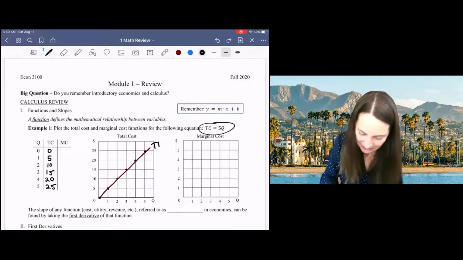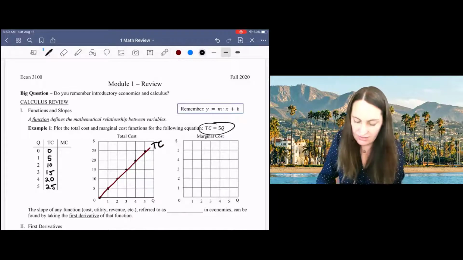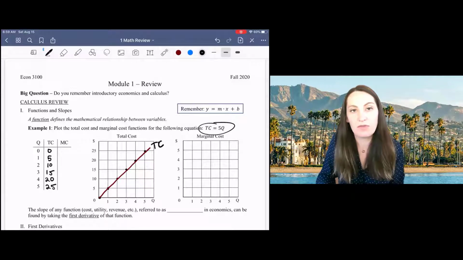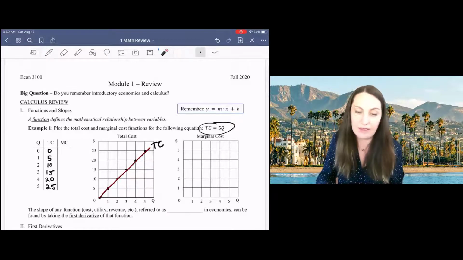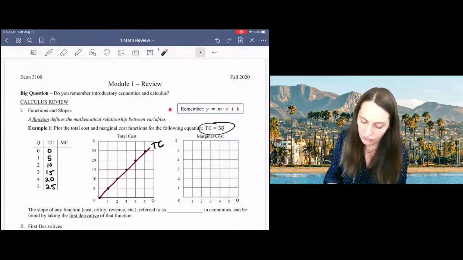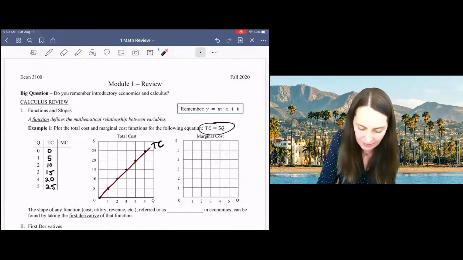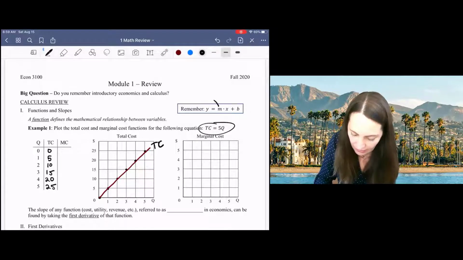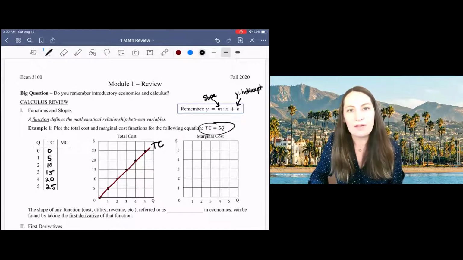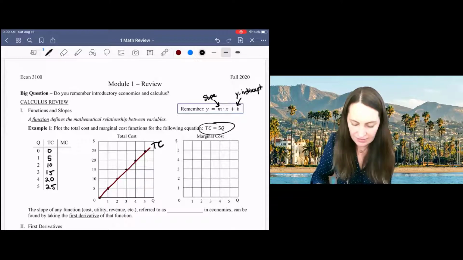And I know it's a linear equation because it follows the same general functional form as all linear equations. Hopefully you remember this from your algebra class, y equals mx plus b. I'll remind you that m is the slope of the equation and b is the y-intercept. So the y-intercept for this equation is 0, right? The line starts here at 0 because there's no b term.